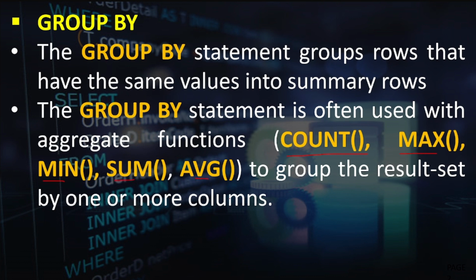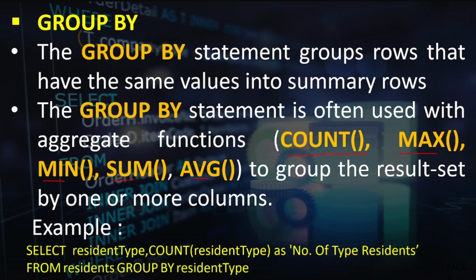Group by is usually used along with aggregate functions like count, max, min, sum, and average. One such example is, I am trying to display the resident type. We have a resident table, and the resident table has the resident's name and their type. The type can be one of two values. Let's say either it is O or T. O is for owner and T is for tenants.